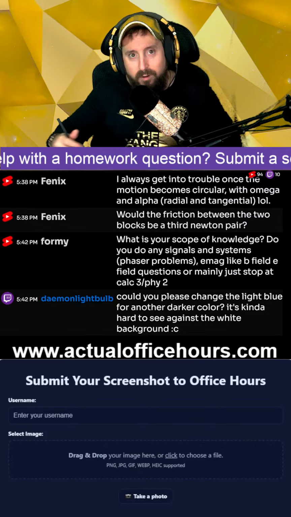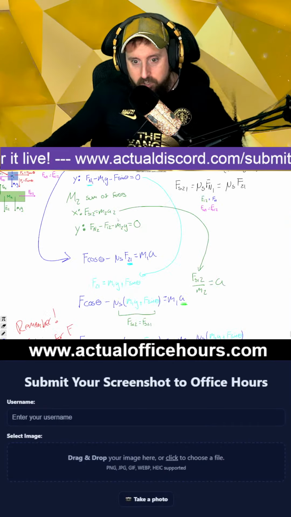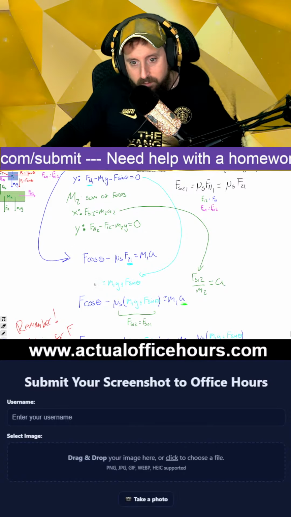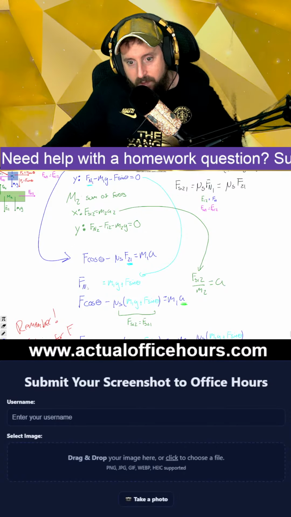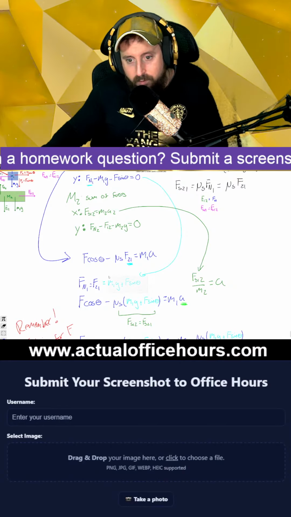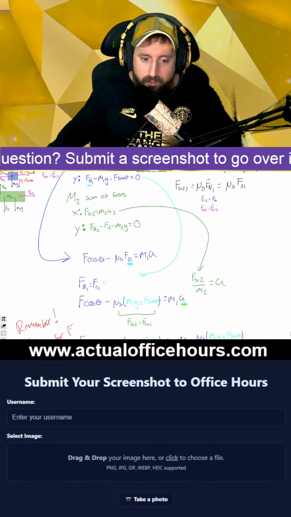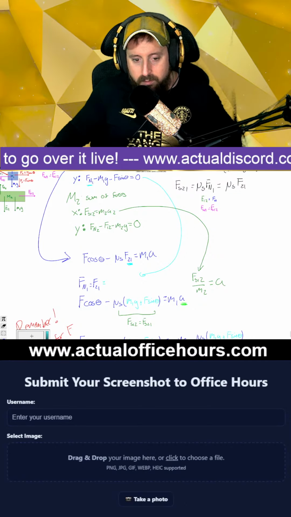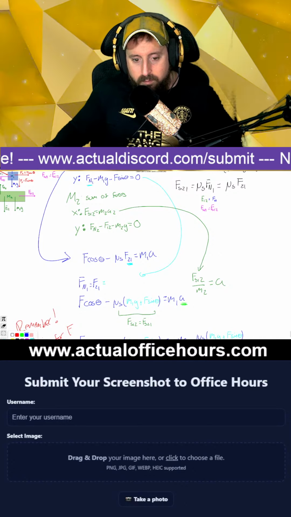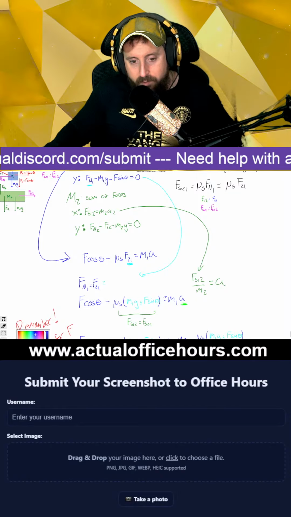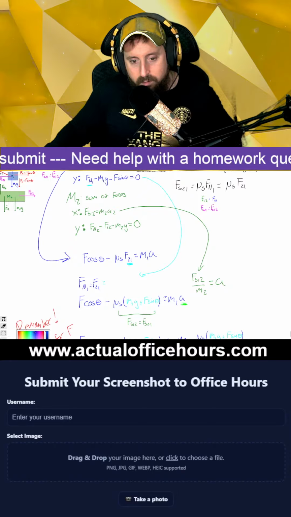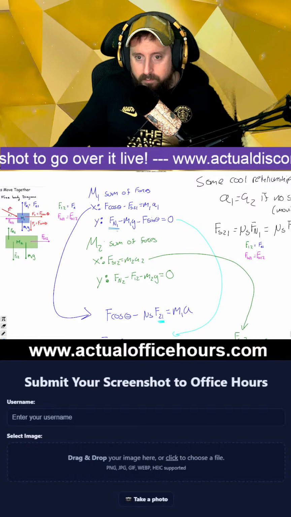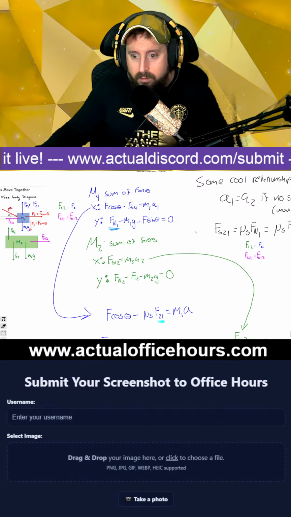Damon has a good thing. He says, can you change the light blue? Oh, is the light blue really hard to read? Rearranging for F21, which is really FN. So I'm going to say FN1, which equals F21 is equal to... Yeah, it's right. Let me think of a different color that looks better for that. But I want it to still be kind of blue, right? Because I want us to know that that's coming from the second equation. Yeah, let's do that. I agree. It's kind of hard to read.